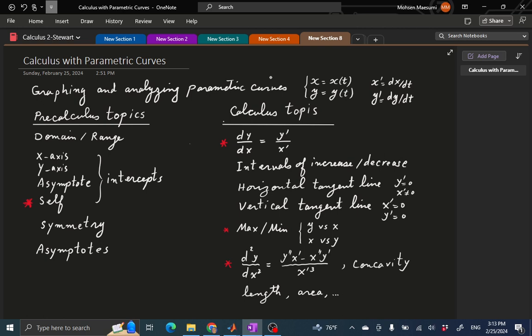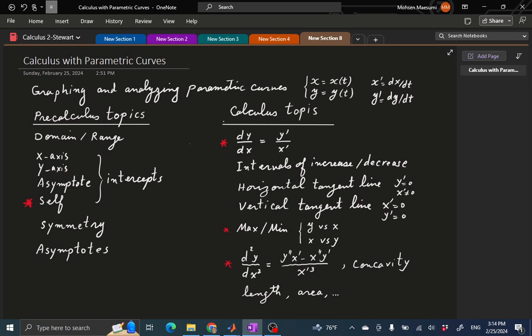Today's topic is calculus with parametric curves. So what we want to do is to graph and analyze parametric curves that could be given to us as x is a function of t and y is some function of t. The issue is almost half of calculus. So you see I've listed quite a few topics here that occupy perhaps several weeks of lectures.